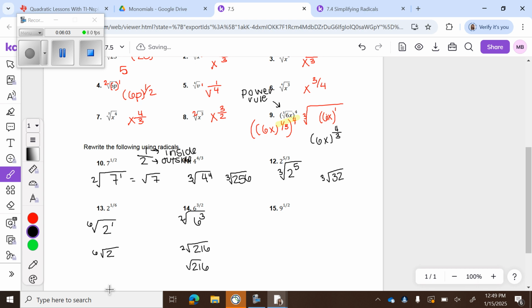All right, number 15, numerator stays on the inside, denominator goes to the outside. This is just like the square root of 9, and we can actually take this one step further because I know that the square root of 9 is 3.